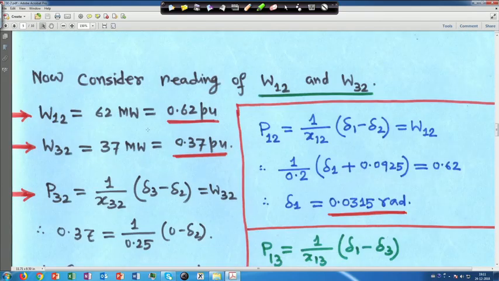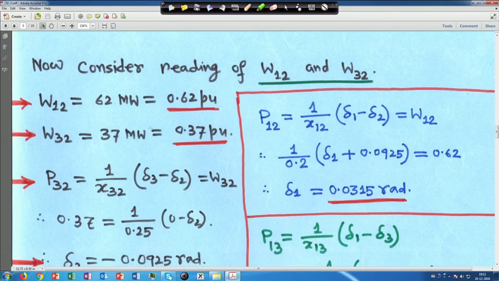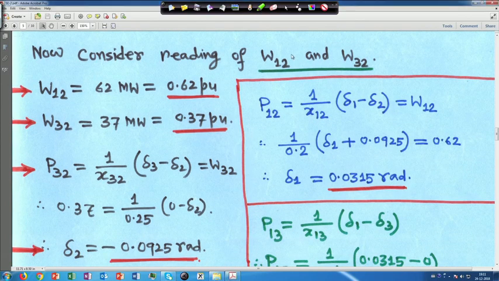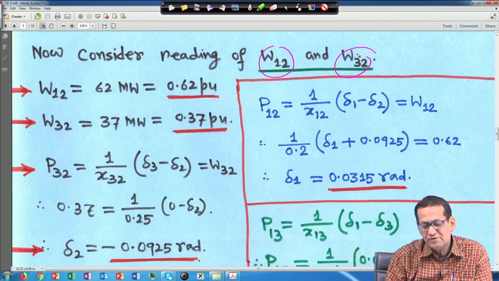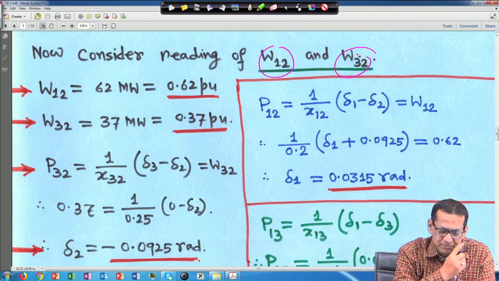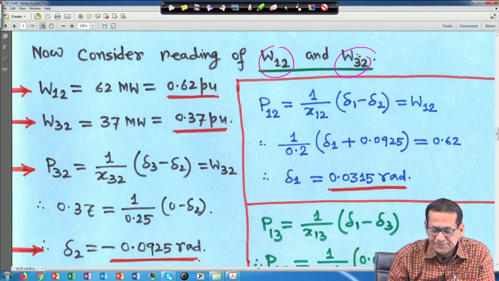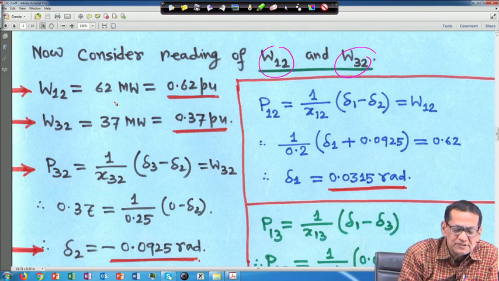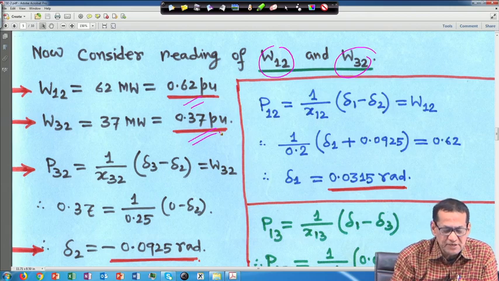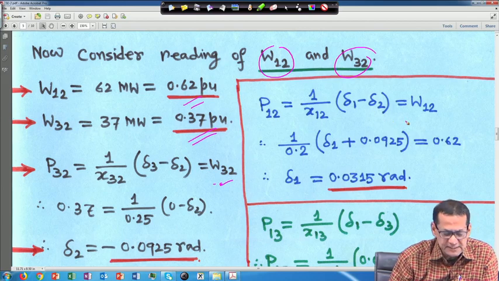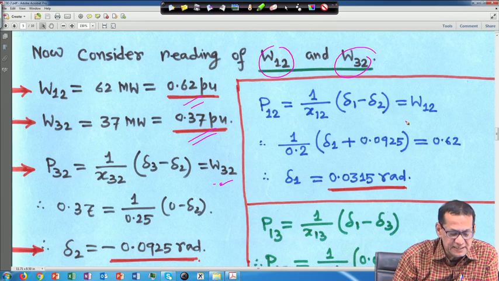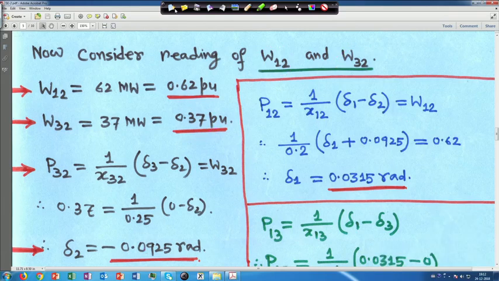So, now you consider W12 and W32. We have considered these 2 readings W12 and W32 only, right. So, in that case, W12 is 62 megawatt and W32 is now 37 megawatt, right. So, this time we have not considered this one. Now, P12 is 1 upon x12 into delta 1 minus delta 2. So, if you calculate delta 1 and delta 2, right, you will find delta 2 is minus 0.0925 radian.